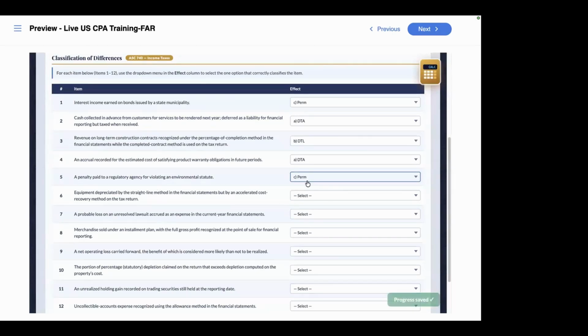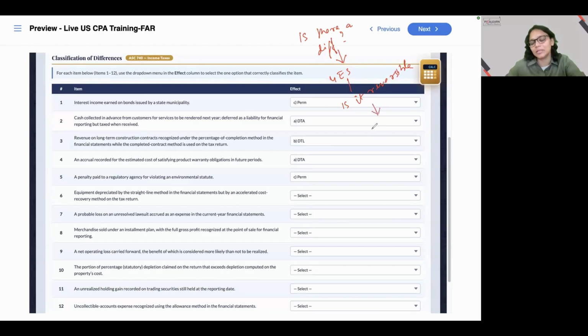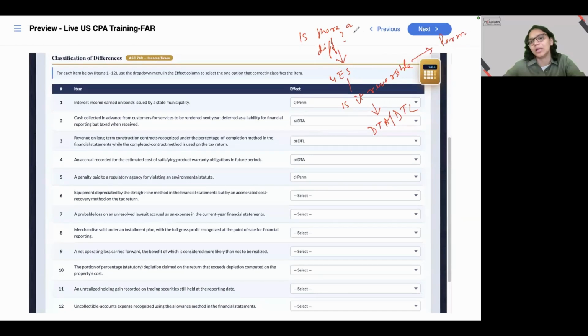So don't get myopic. Just because there's a difference, don't start calculating DTA or DTL if it is permanent. So first question is, is there a difference? If yes, then you have to find, is it reversible? If yes, then it's a DTA or a DTL. If it is not reversible, then it's a permanent difference. If there is no difference, then the answer becomes none. Is that clear?